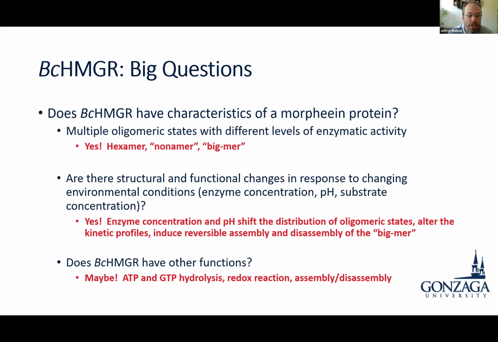So BC-HMGR may have other functions. ATP and GTP hydrolysis, certainly ATP appears to promote a redox reaction, product unknown thus far, and both nucleotides do affect the assembly and disassembly of the large particle.